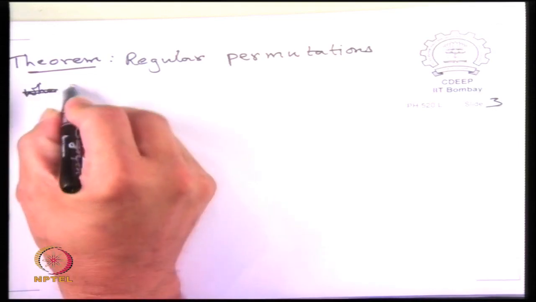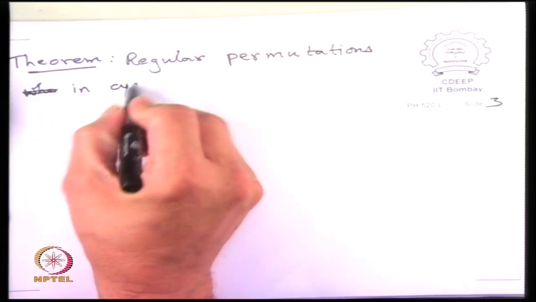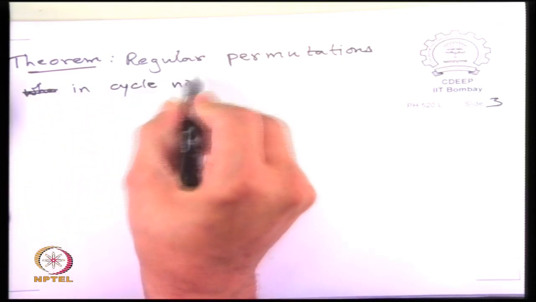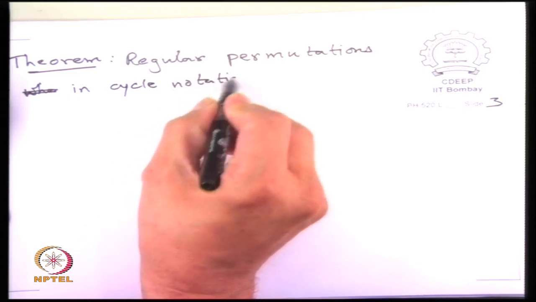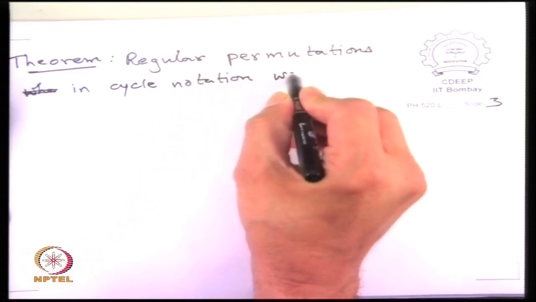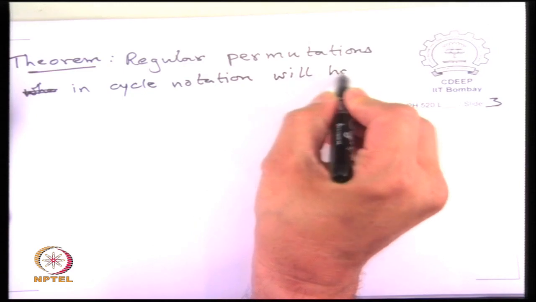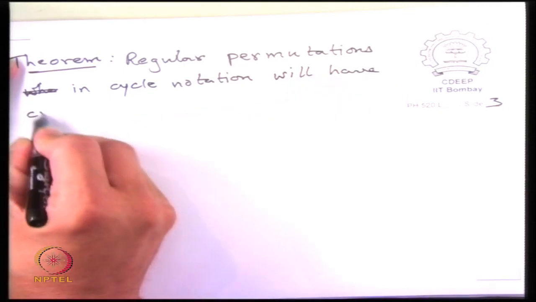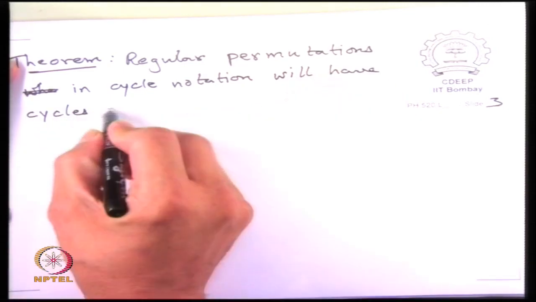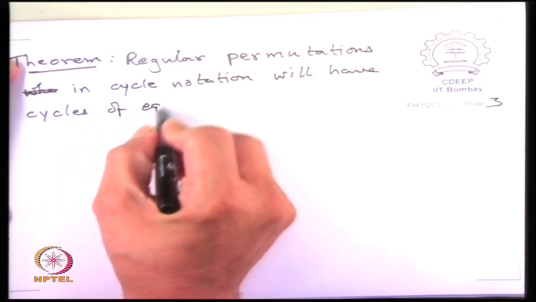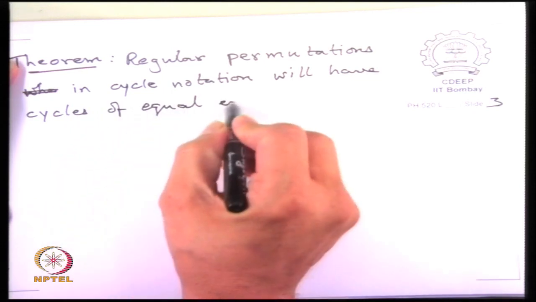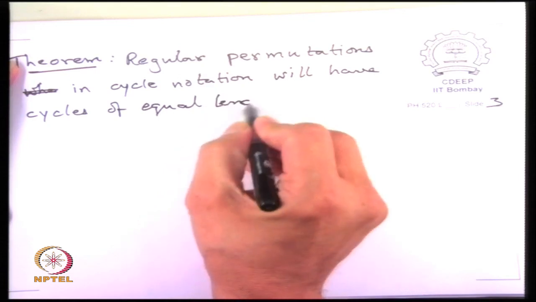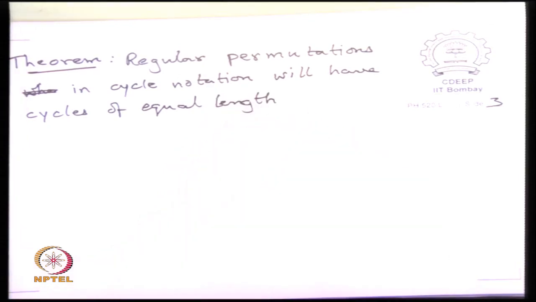Regular permutations in cycle notation will have cycles of equal length. So this is an interesting theorem to prove, and the proof goes something like this.